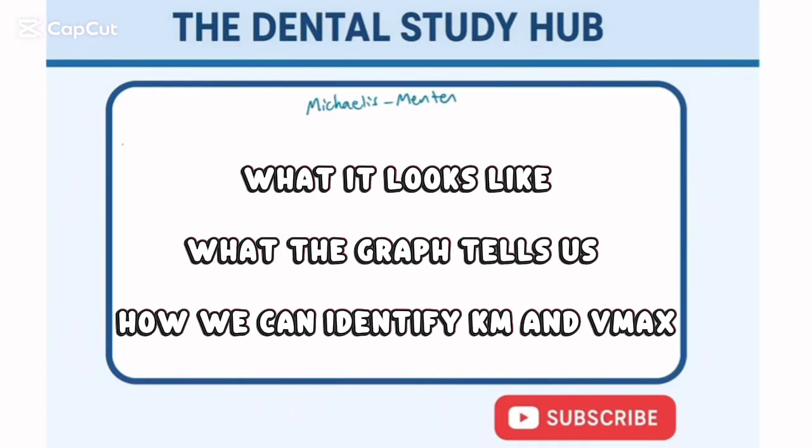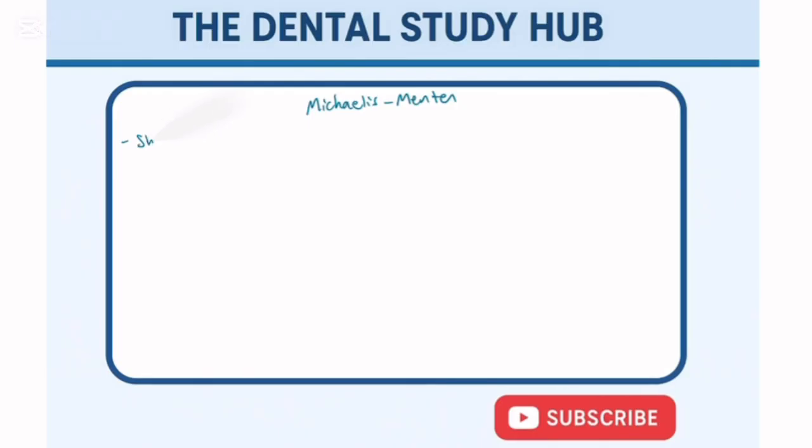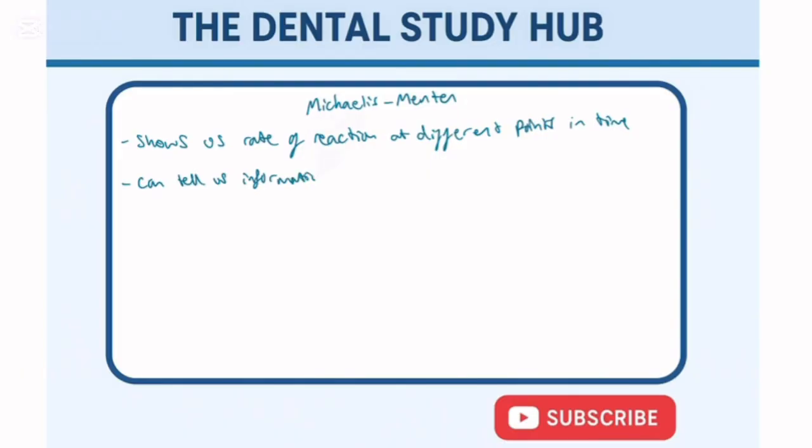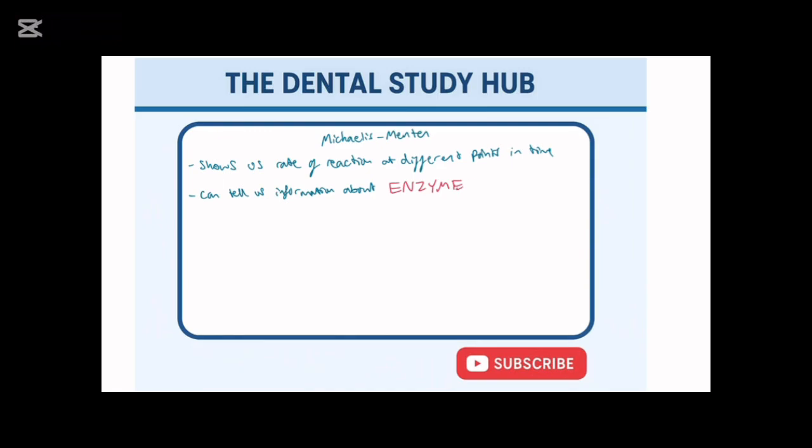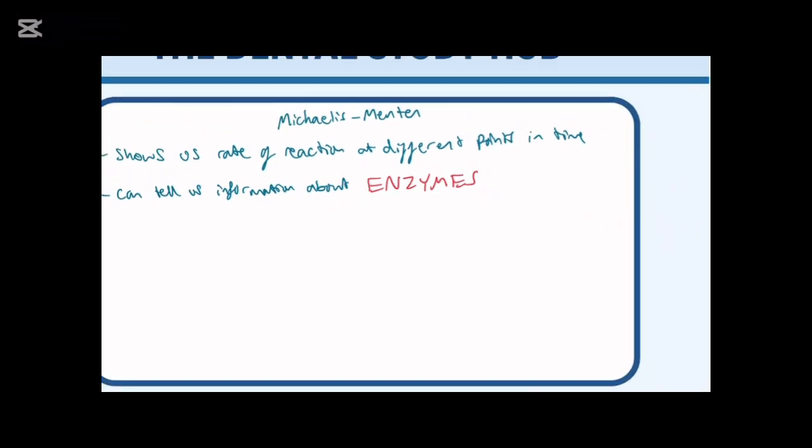So we're going to cover exactly what the Michaelis-Menten graph looks like, what the graph tells us, and how we can identify the Km and the Vmax on this graph when we're looking at it. So we can start here and say that it shows us the enzyme activity and the rate of reaction on this graph, at different points in time throughout the reaction. And this is based off the steepness of the graph, how high the graph goes, etc. And it can tell us information about the enzyme activity, as I said. So different enzymes will have different effects on this.